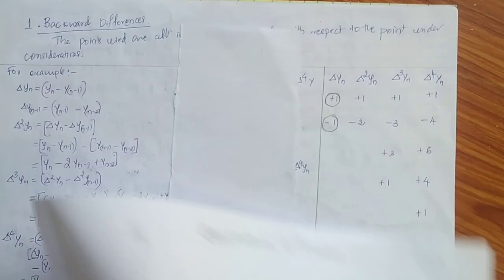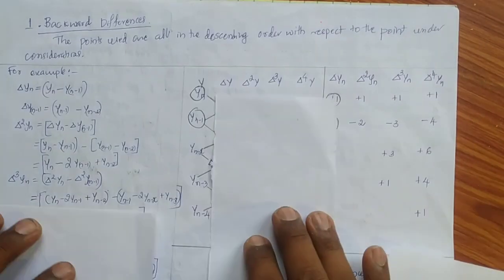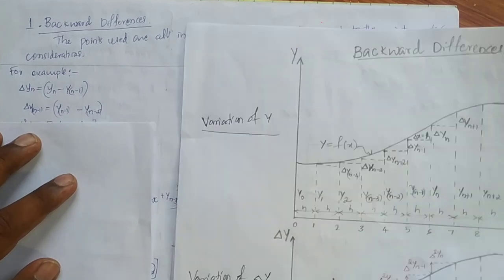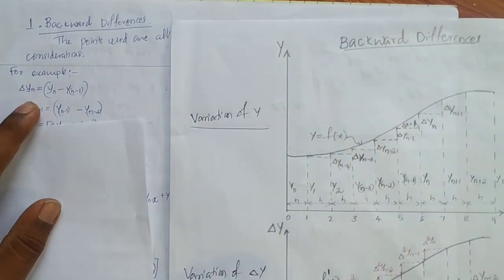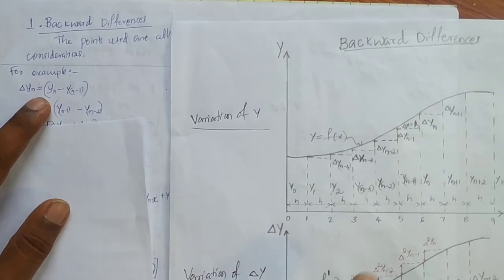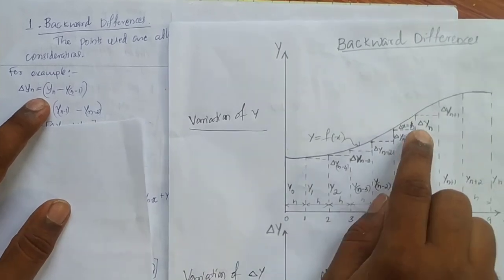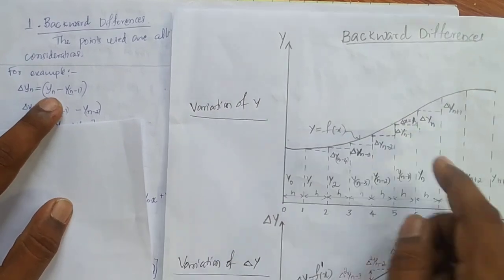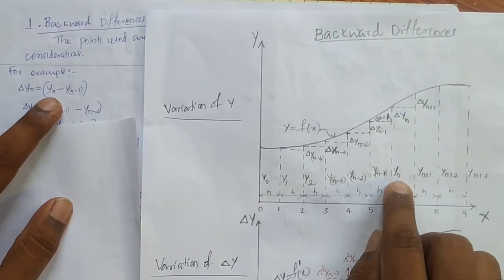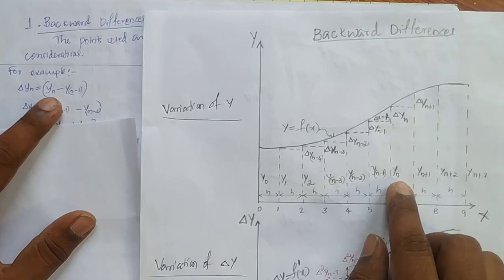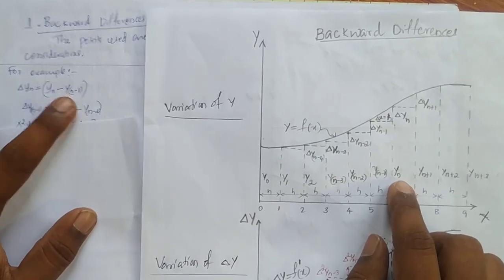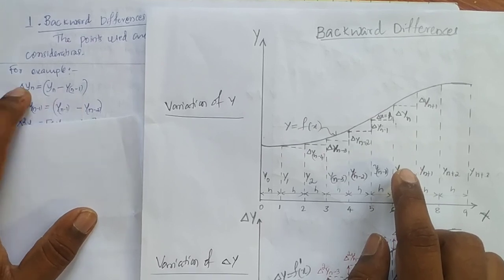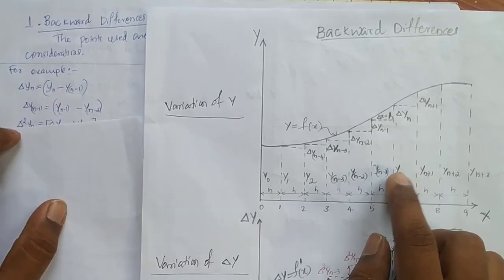So here, now let us see what you need to do. You can calculate delta yn. Here you can see, delta yn is equal to yn minus yn minus 1. You can see here yn minus yn minus 1 will give you delta yn, okay.